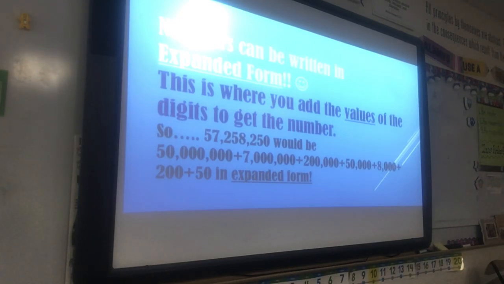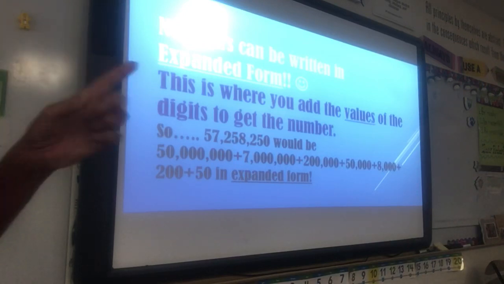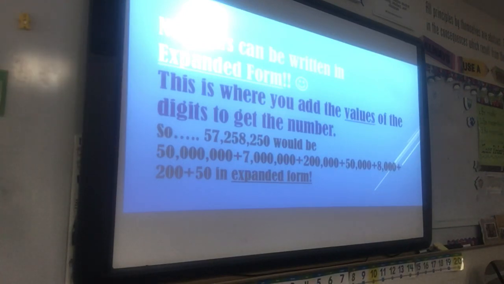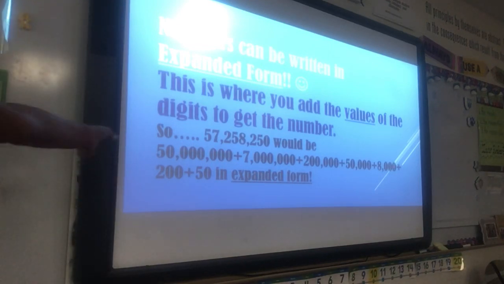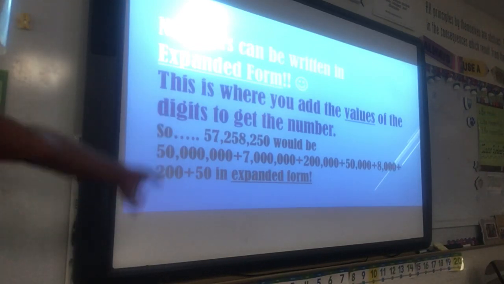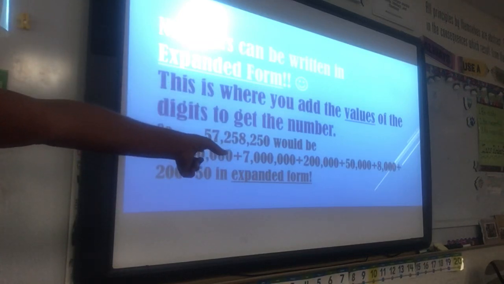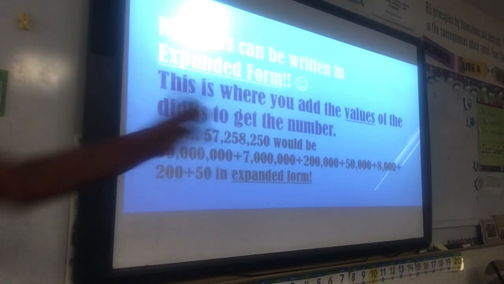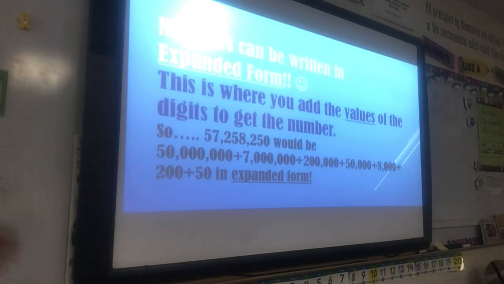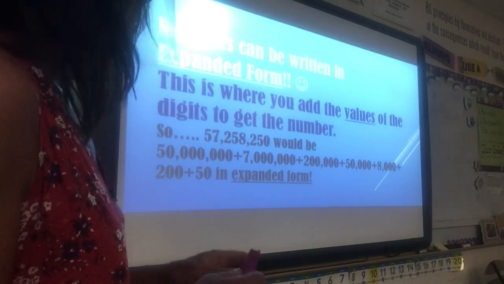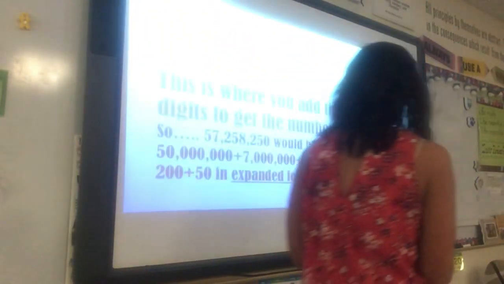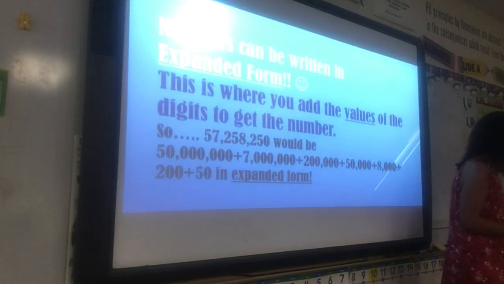So again, because it's a big number, its expanded form is going to be long. On your homework, you're just going to fill in the blanks. It's going to be missing some pieces of the expanded form so you don't have to write it out that long. And then just put that it's 50 million plus 7 million plus 200,000, excuse me, plus 50,000 plus 8,000 plus 200 plus 50. Okay, so expanded form is just where you add all the values together to show the big number.